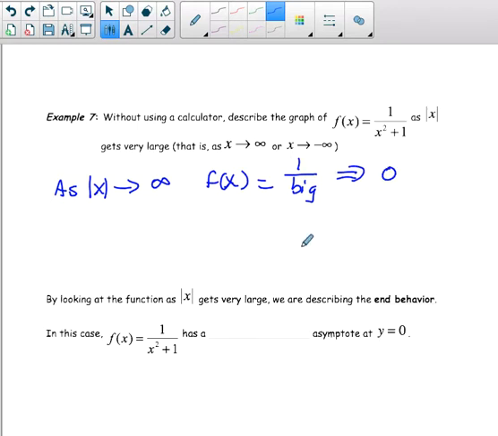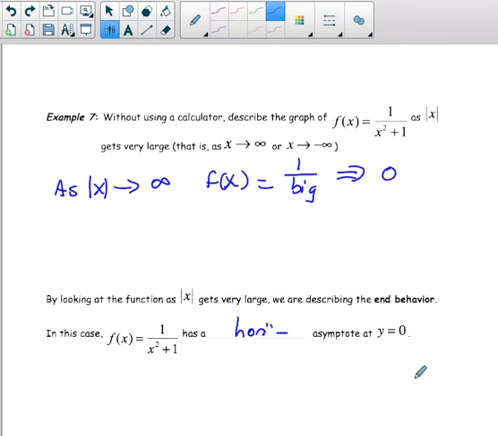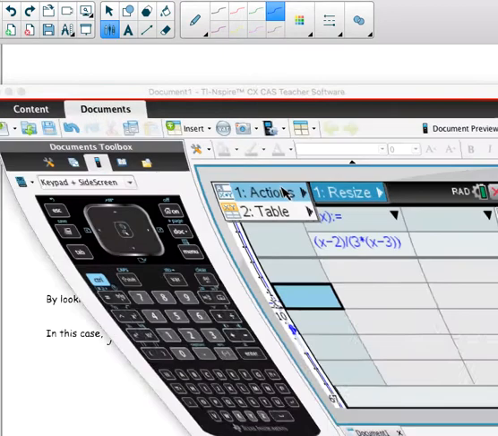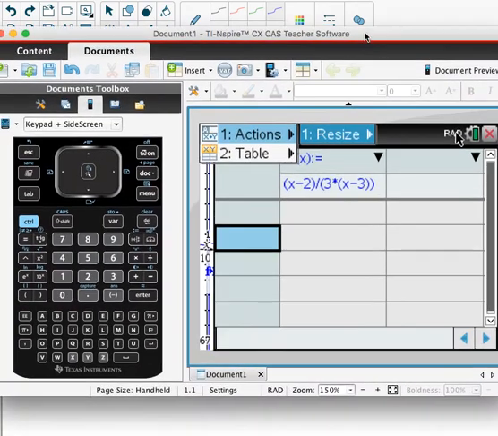So when thinking about rational functions, as x gets very large or very small, the absolute value of x gets very large, we're describing the end behavior. In this case, f of x equals 1 over x squared plus 1 has a horizontal asymptote at y equals 0. And I want to show you one other thing. I want to show you on the calculator because this will help you with the homework.